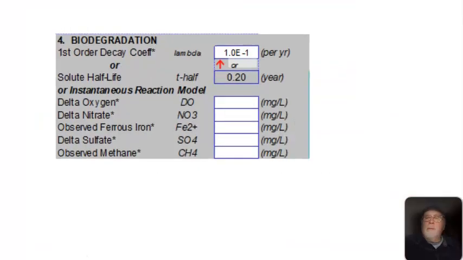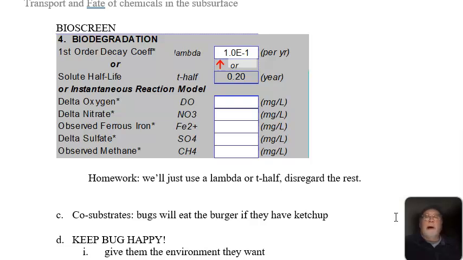In the homework, we're going to use the BIOSCREEN model. All we'll do in the model is, we have other stuff to enter in there too, but as far as the biodegradation, we'll enter in the first order decay rate, the lambda. So that's all we'll put in there. You can actually put in information on the other electron acceptors. But we're just going to keep this simple with our lambda.